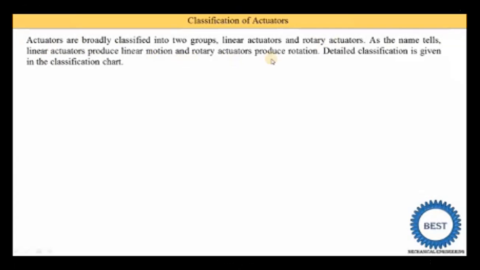Okay, in the last video I explained what actuators are. An actuator converts hydraulic energy or pneumatic energy into mechanical energy. Means the input is hydraulic energy or pneumatic energy and it is converted into mechanical energy. If we require this mechanical energy in linear motion, then we need to use linear actuators. And suppose we require the mechanical energy in rotation form, then we need to use rotary actuators.